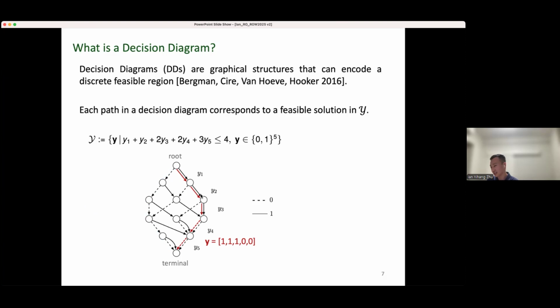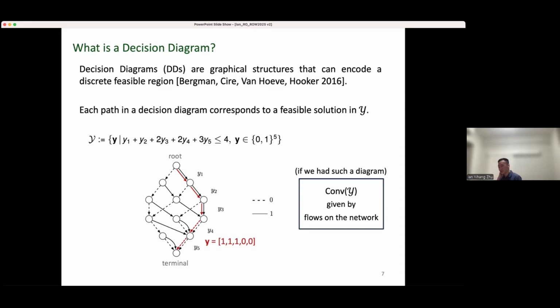Note that when I do solid, solid, solid, the only arcs that are left are these dashed lines. The reason is that the first 3 solid arcs correspond to y1 taking value 1, y2 taking value 1, y3 taking value 1, and these add up to the capacity. So there's really nothing else I can do other than take these dashed arcs.